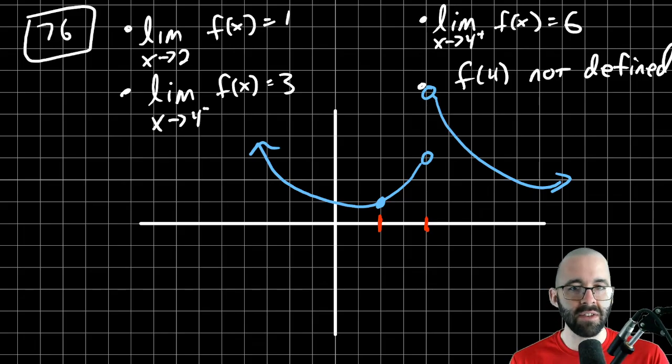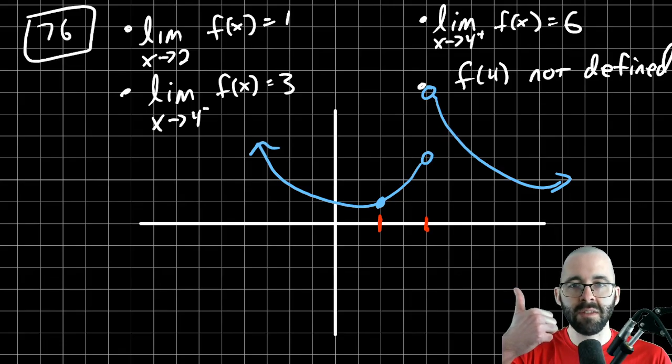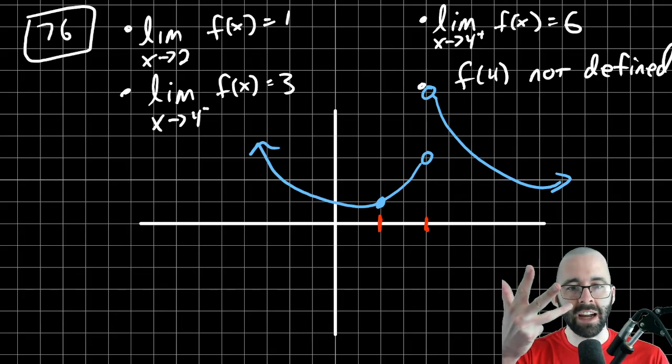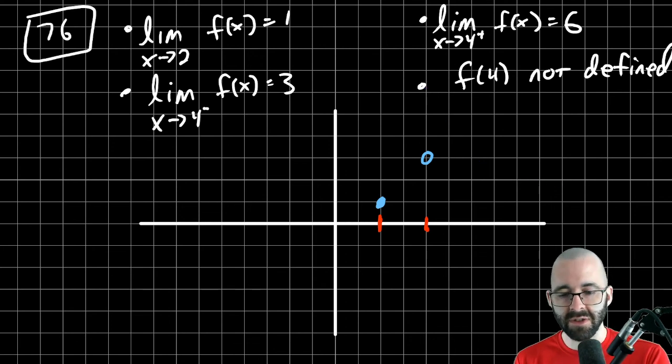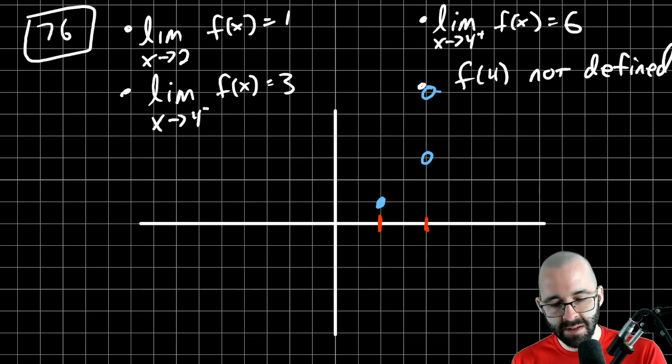This satisfies every definition. The limit as x approaches 2 is positive 1, check. From the left of 4, positive 3, check. From the right of 4, positive 6, check. f of 4 not defined, check. That's everything we need. But again, there's a bunch of different functions that you could do with these properties.